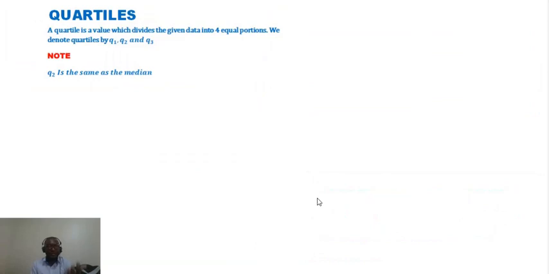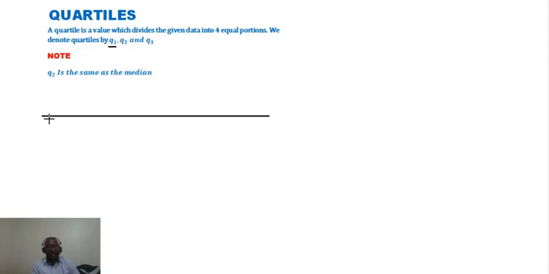So we're going to start by having a quartile defined here. The quartile is a value which divides the given data into 4 equal portions. So we denote quartiles with Q subscript 1, that's the lower quartile. Then the second quartile, which is the same as the median. We are going to see that. Then Q3, we call it the upper quartile.